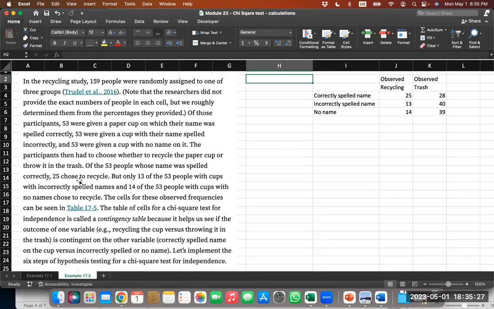You play a psychological trick. You put the name of the customer on the cup, which is done quite frequently in nationwide coffee companies. So you could test whether this intervention indeed leads to more customers recycling their cup rather than trashing it by doing a small randomized controlled experiment. You do that by assigning 53 of your customers to a group where you put a sticker on the cup with their name written on it.